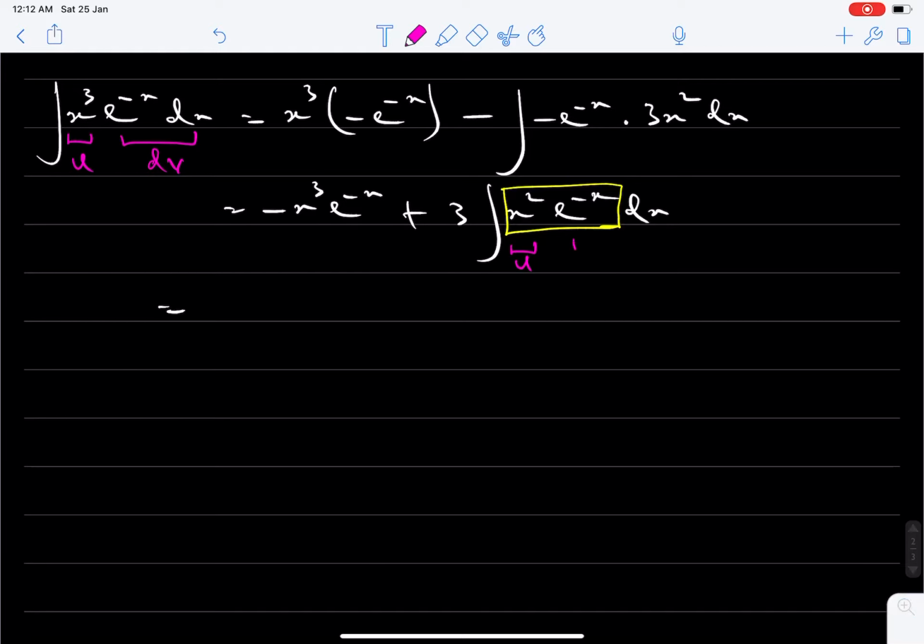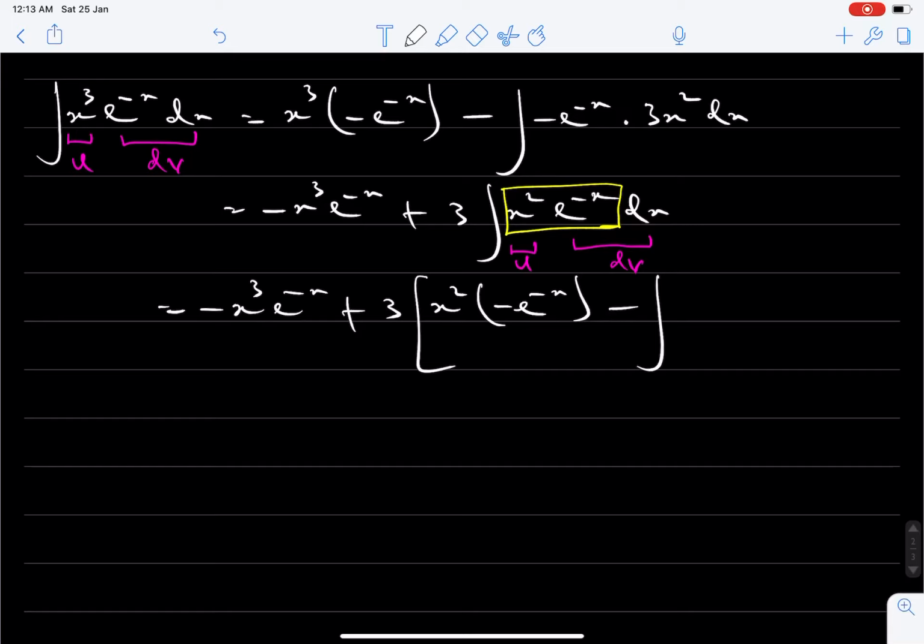Here u is x squared and dv is e raised to power minus x dx. So that means minus x cubed e raised to power minus x plus 3 times uv, which is x squared. V is minus e raised to power minus x, which is the integral of e raised to power minus x, minus the integral of v, which is minus e raised to power minus x du, which is 2x dx.